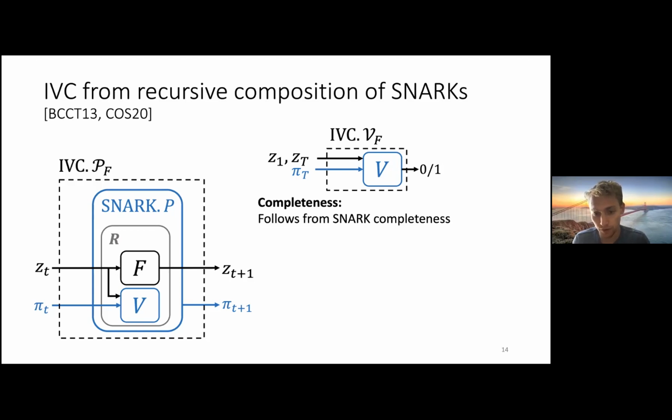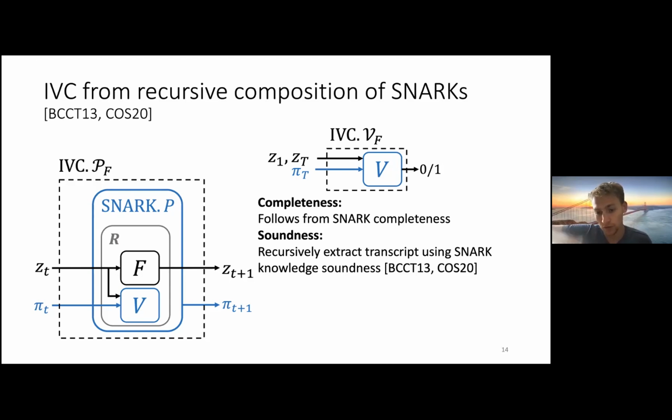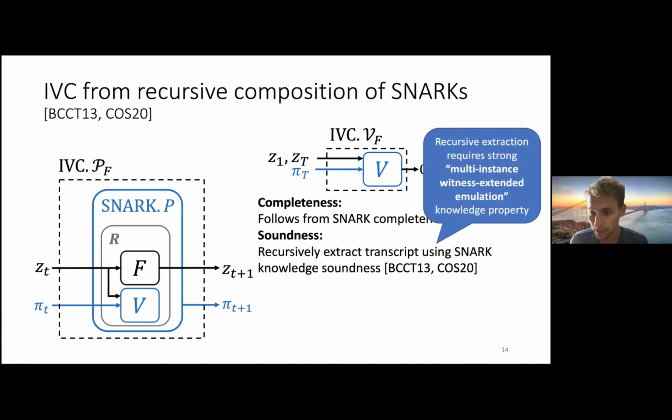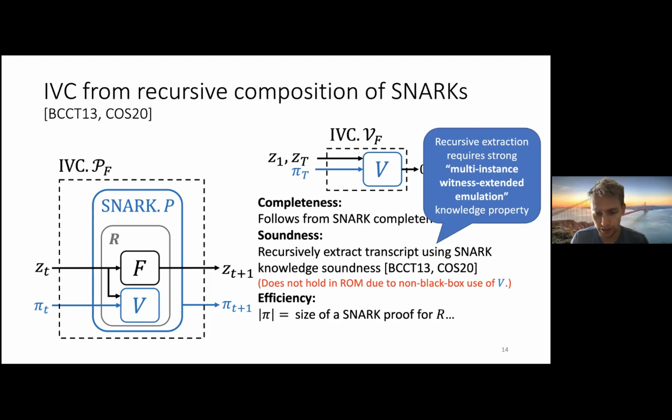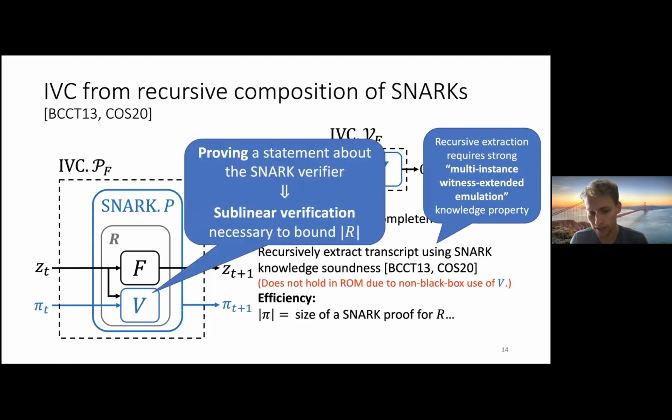Completeness follows from the SNARK completeness. Soundness recursively extracts the transcript using the SNARK knowledge soundness. Here you need to be very careful with the size of the extractor blowing up, as Elaine was saying earlier, and we need some strong knowledge properties on the SNARK. Importantly, this does not work in the random oracle model because we make very non-black-box use of the verifier. So the verifier cannot be a random oracle verifier; we actually need to put the verifier into a circuit. And efficiency is the size of the SNARK proof for R, which, if we have a constant-size SNARK, means the size of the proof is constant.